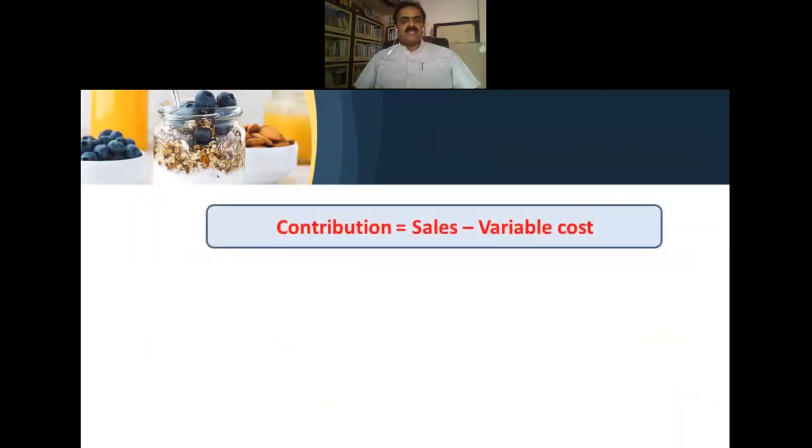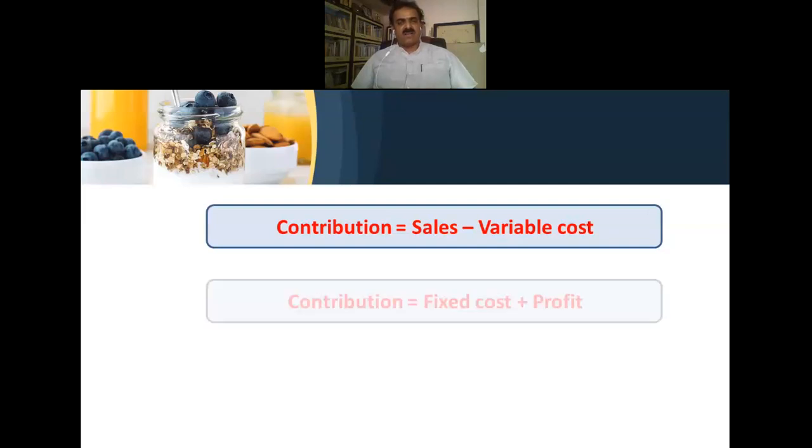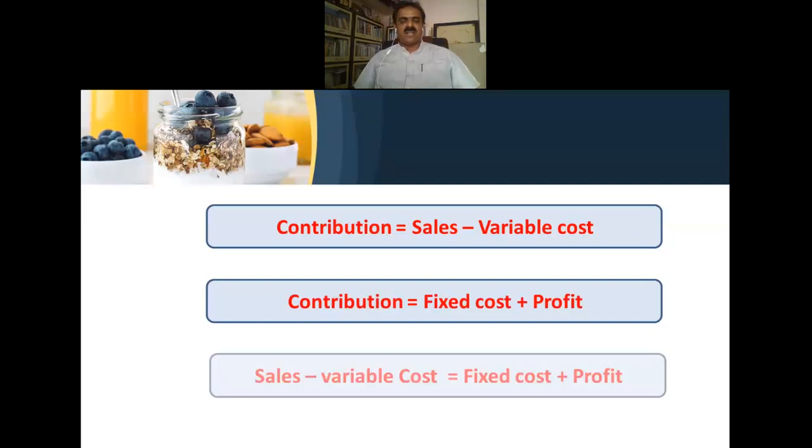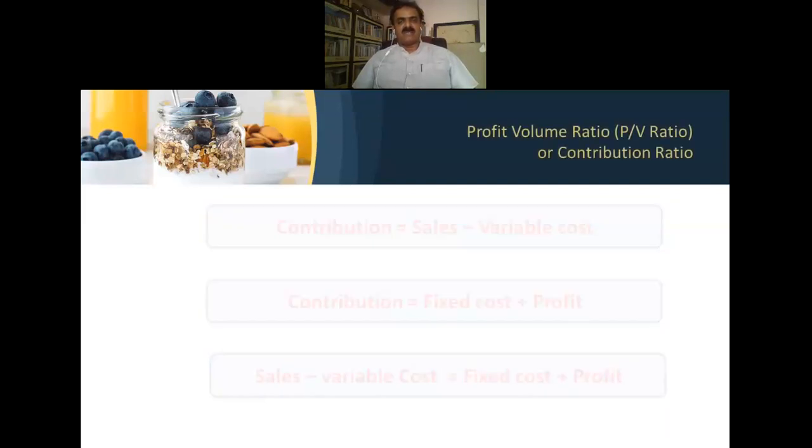Next is the formula for calculation of this contribution. The contribution can be determined as sales minus variable cost, or fixed cost plus profit. These two equations can be derived out of the marginal cost statement. Sales minus variable cost is contribution. Contribution is equivalent to fixed cost plus profit also. Or another way is sales minus variable cost equals fixed cost plus profit. This is how, mathematically, the contribution can be calculated.